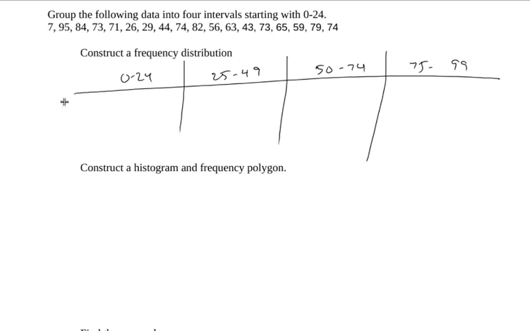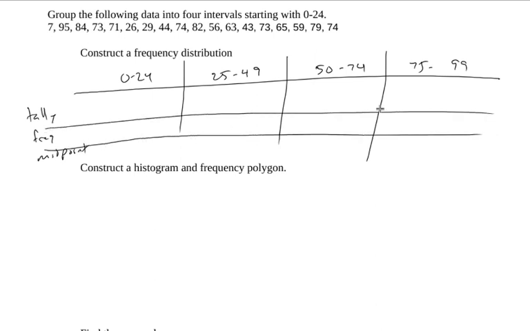I set this up because our midpoints are actually going to be nice. Let's say a tally, frequency, and then the midpoints. I probably should have had a little bit more room here. Alright, so let's start the tally. 7 should go there, 95 goes there, and so on.